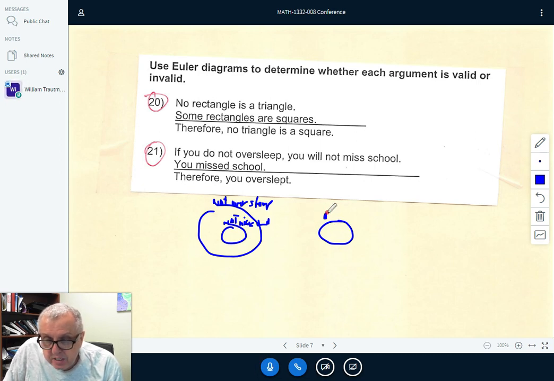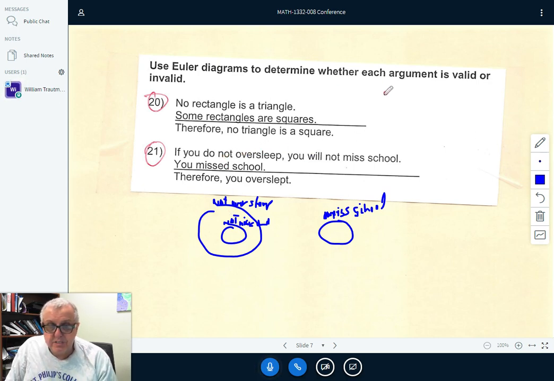So this is overslept. No, this is miss school. I miss school. There's no way of me drawing the miss school to where it's in the overslept, because it says if you do not oversleep, you miss school. This is a tough one. I'll tell you I'm calling this valid. This is a tough one.